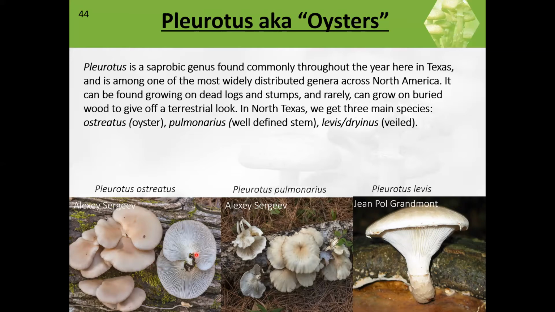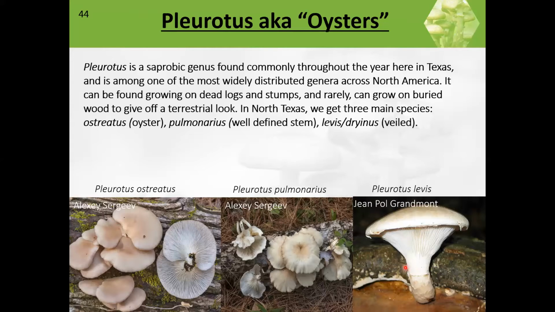But pulmonarius, on the other hand, as you can see with this specimen here, those are the stems. And usually they're longer and more well-defined. And for some reason, they call it the summer oyster, but I find this all year in Texas because we have freak weather. And then Pleurotus levis, this is kind of not really the best example, but I wanted to show you guys what it looks like in its mature stage, right?